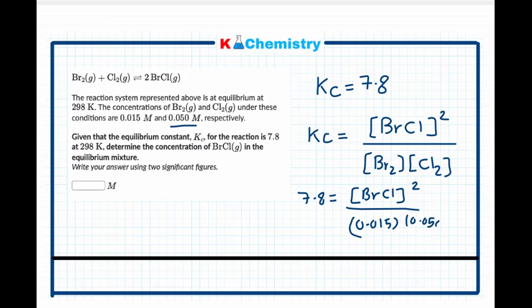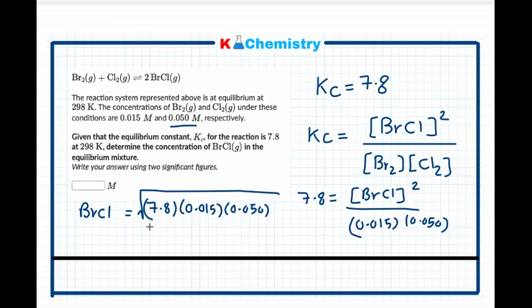So here it is the same as the previous questions, the only difference is that I have the Kc and one of the concentrations is not there. So I will say that BrCl squared is equal to the multiplication of these, 7.8 multiplied by 0.015 and 0.050, and this one is squared. So if you don't want the squared, you just have to take the square root of this, and the calculator will give me the answer as 0.076.